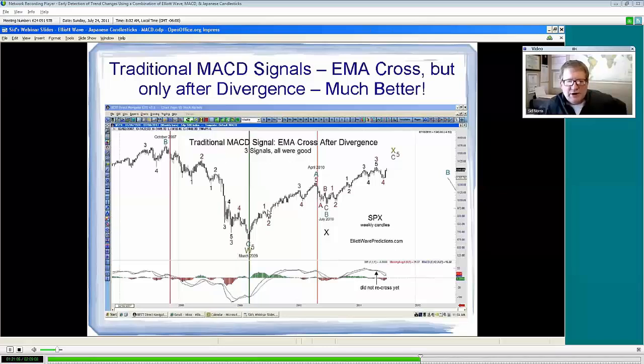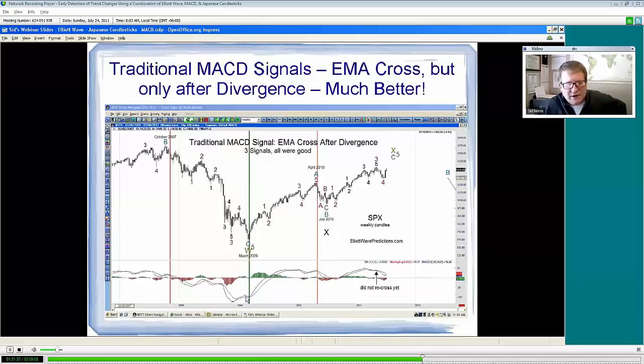However, if you only take the signals of the MACD after divergence, then the signals were good. So here's an example right here where the price made a new high above this high here, but the MACD didn't make nearly as high a high as it was up here. That's called divergence. And so when you get those two cross after divergence, that's what that red line is, and that is a sell signal.